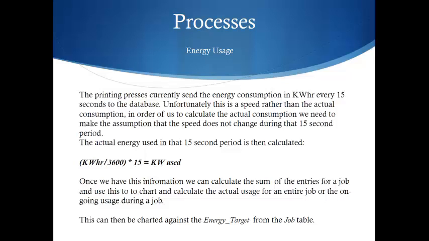So the actual energy used in a 15-second period is calculated by taking the kilowatt hours and dividing that by 3600. This gives us a kilowatt per second reading, and if we multiply that by 15 seconds, that shows us our kilowatts actually used in that 15 seconds. Once we have that information, we can calculate the sum of the entries for a job and use this to chart and calculate the actual usage for an entire job or ongoing usage during a job. This can then be charted against the energy target from the job table.